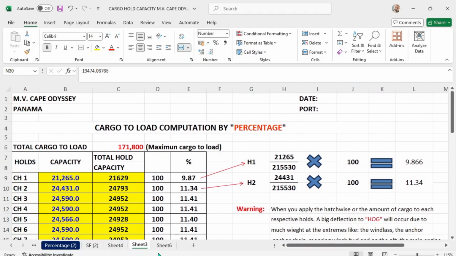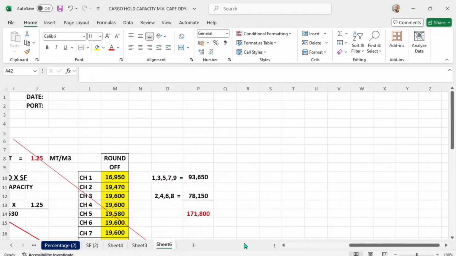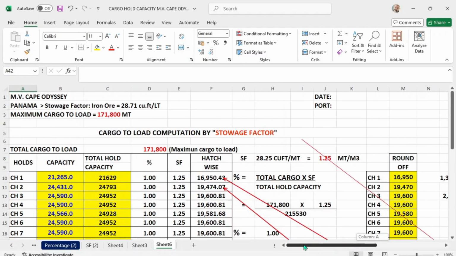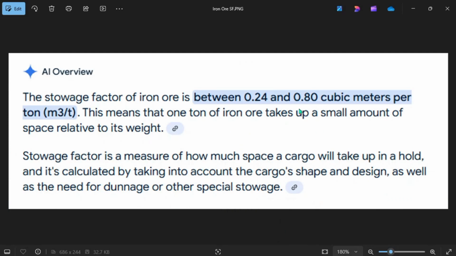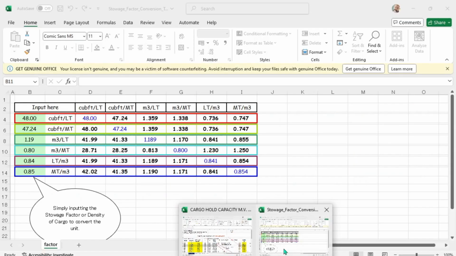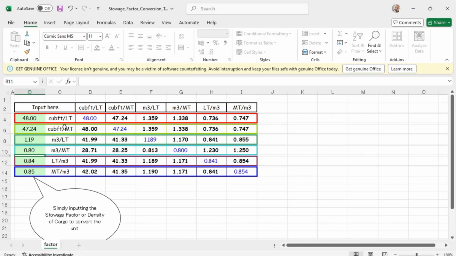Okay, then what about if we have a stowage factor? According to the charterer, our stowage factor for iron ore is, for example, 0.08 cubic meters per metric ton. Okay, that will be this one. So what will be the cubic meter per metric ton? That will be this one.